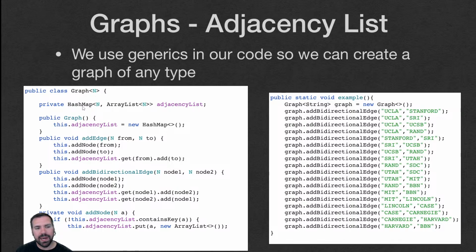So we're going to have a hash map of values to an array list of values. In our case, each string that represents a node, a node's value, is going to be mapped to an array list of all of its neighbors. So if I have this adjacency list with all of my graph information from this graph, and I say, hey, adjacency list, give me the neighbors of UCLA, it should give me an array list containing the strings Stanford, SRI, UCSB, and RAND.